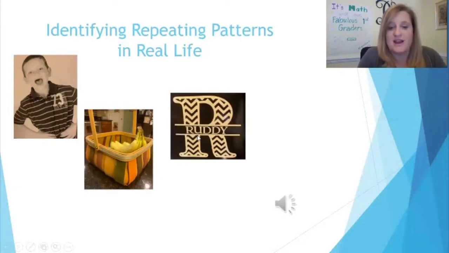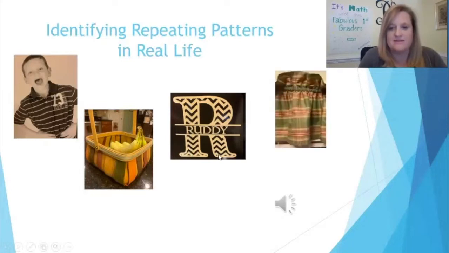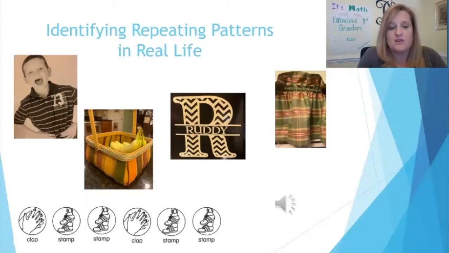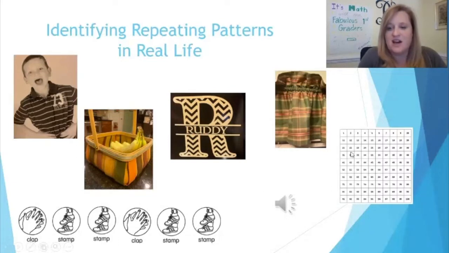This is actually a tray in my kitchen. It has a repeating pattern, a chevron pattern that's repeating. My curtains have repeating patterns on them. You will hear people actually have motions and rhythms in repeating patterns. Sometimes at football games or basketball games, you'll hear clap, stomp, stomp, clap, stomp, stomp. So that's a type of pattern too. And then this hundreds chart has patterns on it. The numbers are in rows of 10.